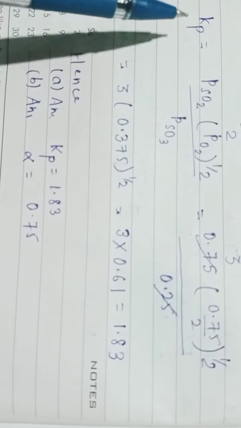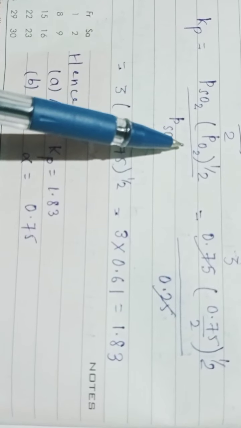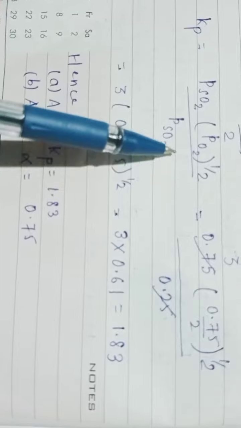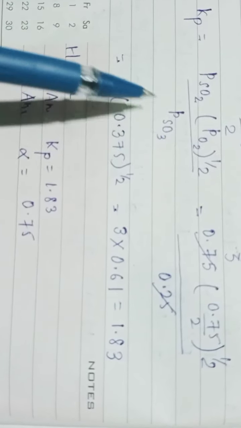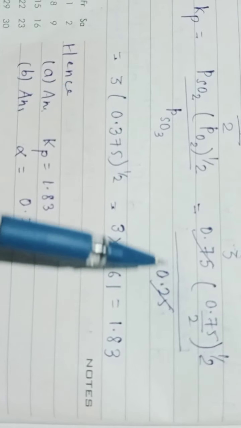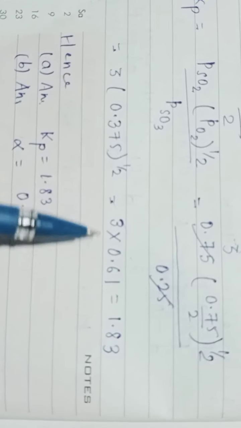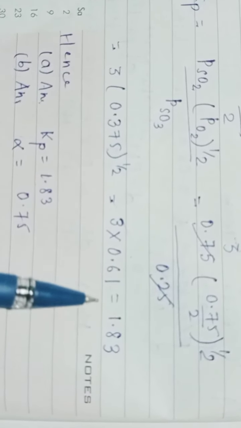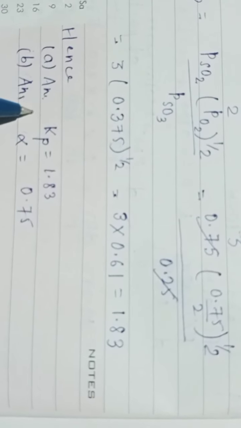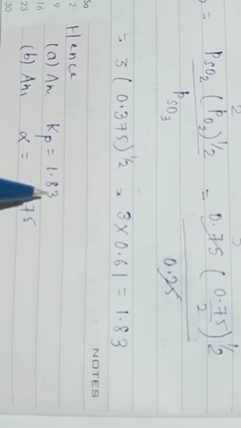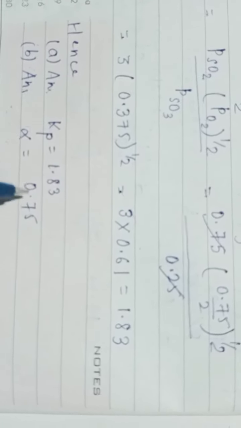So Kp will be what? Partial pressure of SO2 into partial pressure of O2 to the power half, I mean under root partial pressure of O2, because the coefficient of O2 is half, divided by the partial pressure of SO3. So here we put in the values and we get the answer 3 into 0.61, which will be 1.83. Hence, according to the question part A, we have to find Kp. The value is 1.83 in approximation, and alpha, which means the degree of dissociation, is 0.75.